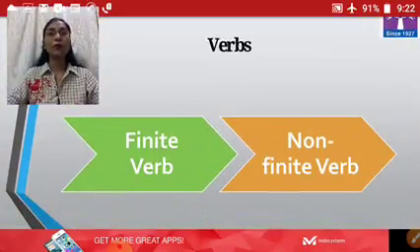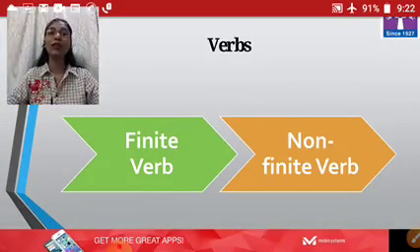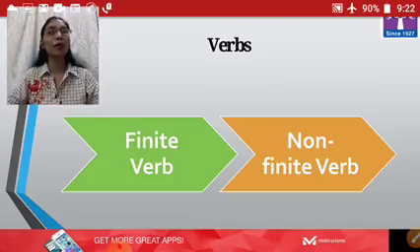We all know grammar is the soul of any language. The same way verbs also play a very important role in the language. They are considered as the integral part of the language. Any sentence will be incomplete or not correct if we do not take verbs in the sentence.